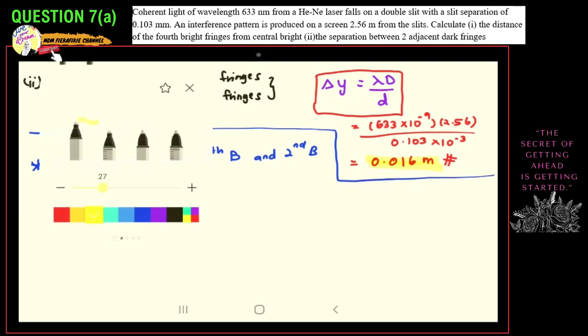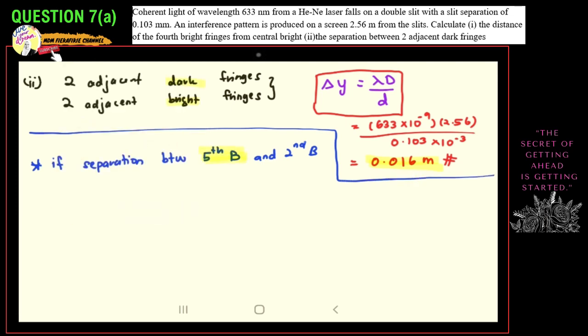Contoh dia kata cari jarak antara fifth bright dengan second bright. Macam mana kita nak buat? Ini tak boleh guna formula yang ini. So delta y, formula for delta y only for two adjacent dark fringes or two adjacent bright fringes. If the question asks you to find what is the separation between fifth bright and the second bright, so you should write, kira asing-asing dulu.